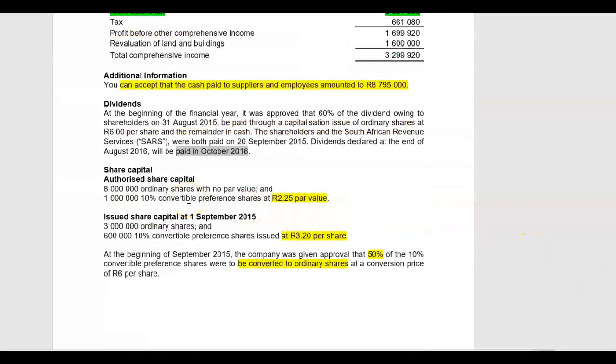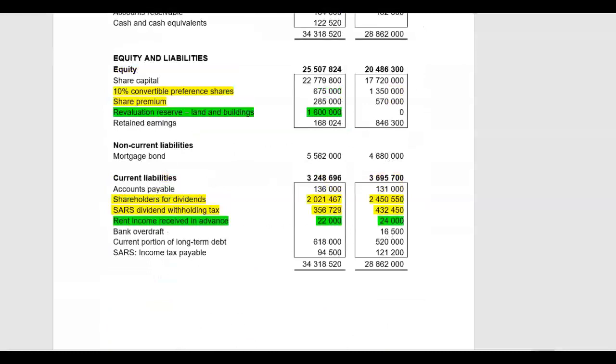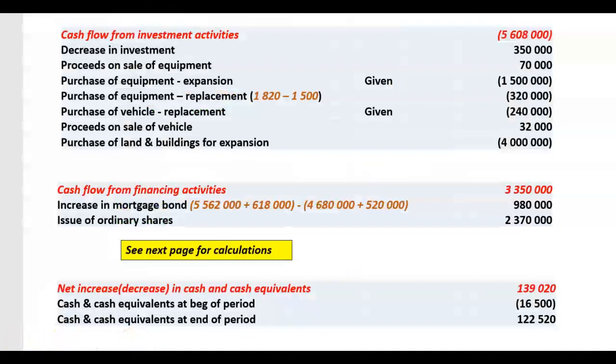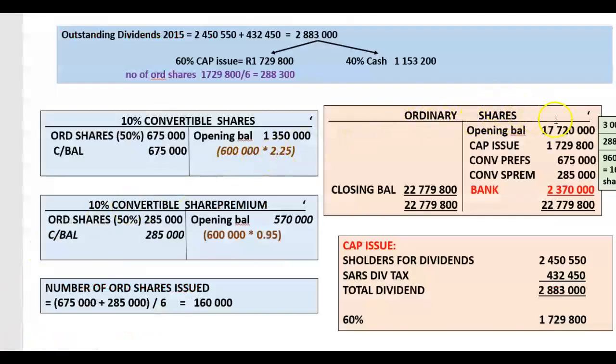Then, just keep that in the back of your mind for the moment. Then they give us share capital and they say issued share capital on 1 September 2015, so the beginning of the year, 3 million ordinary shares. So in our ordinary share capital account, we are going to open up with a balance of 17,720,000. Ordinary shares, opening balance 17,720,000.